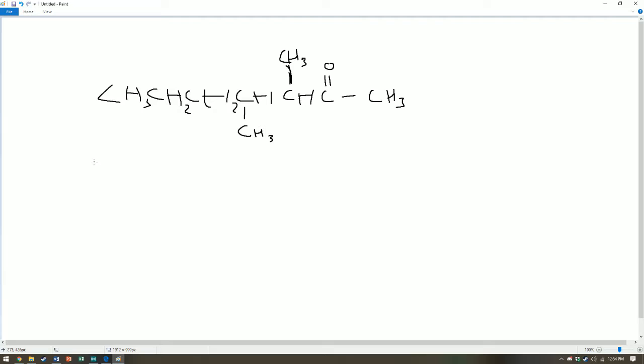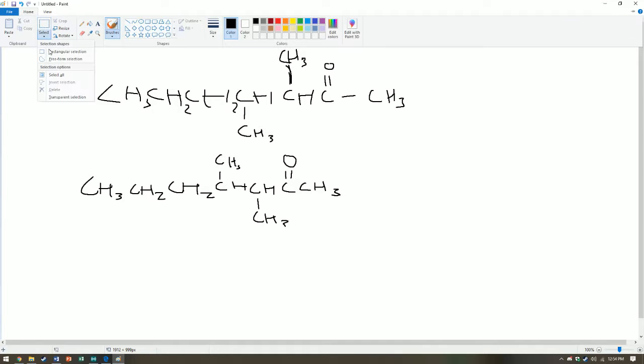So let's write this out a little bit cleaner. CH3, CH2, CH2, CH, CH, with CH3 and CH3 branches, then C, CH3, and a double bond to that O there. And that's our answer.